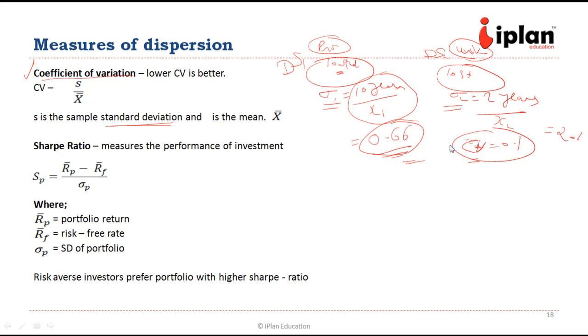So this is coefficient of variation. If we divide sigma by mean, we get coefficient of variation, s by x bar for the sample.